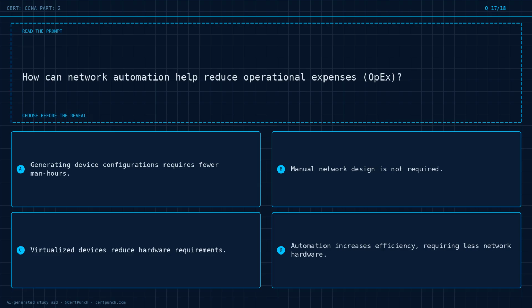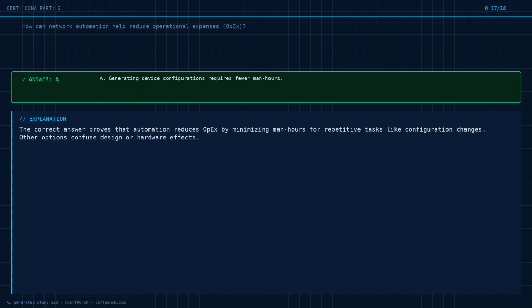Choose the best answer before the reveal. Commit to it now. The answer is Option A. Reasoning. The correct answer proves that automation reduces OpEx by minimizing man-hours for repetitive tasks like configuration changes. Other options confuse design or hardware effects.